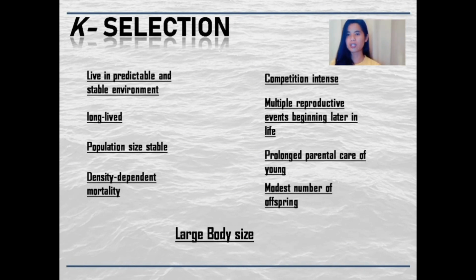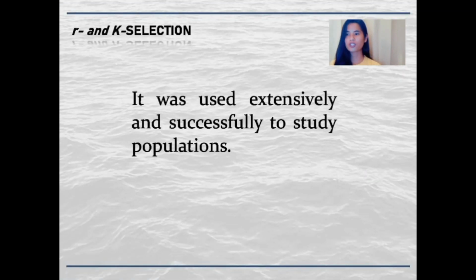They live in predictable and stable environments. They are long-lived, population size is stable, density dependent mortality. Yung competition nila is high, and they are large in body size. So usually K-selected species is malalaki. The reason why in competition mas lamang sila when it comes to competition compared sa R-selected na mga species. So R and K selection was used extensively and successfully to study populations.